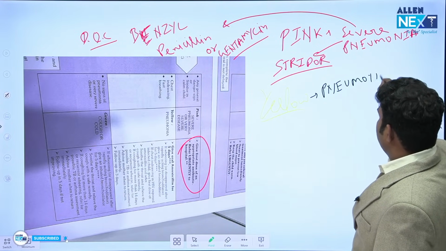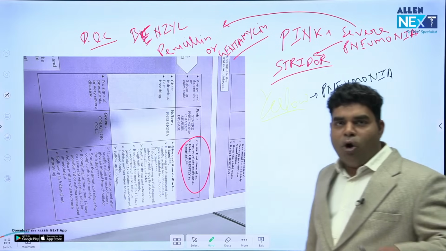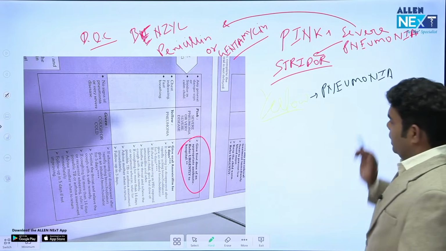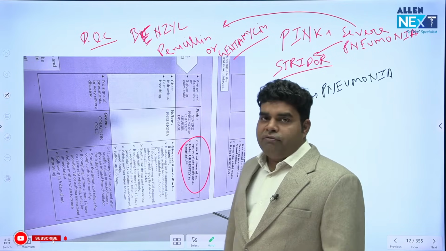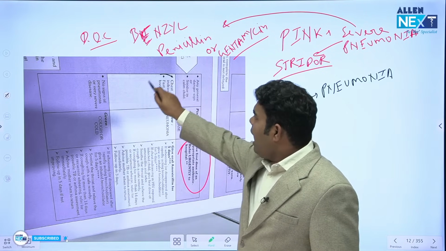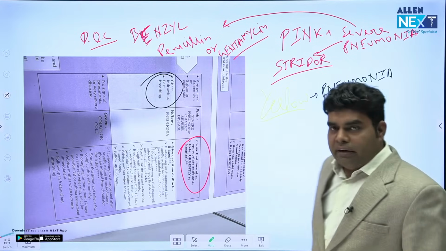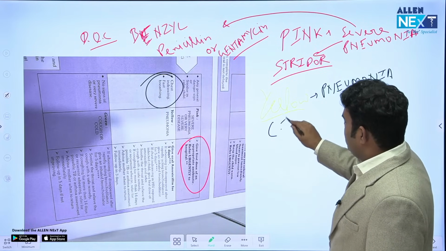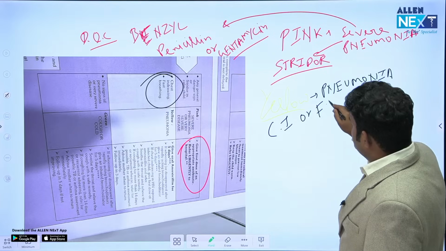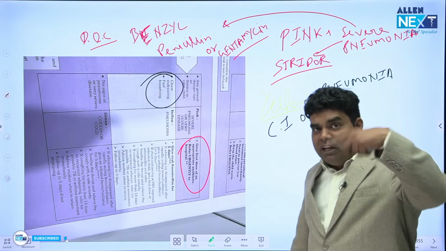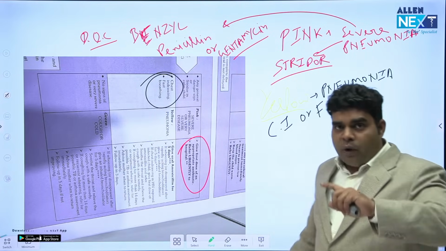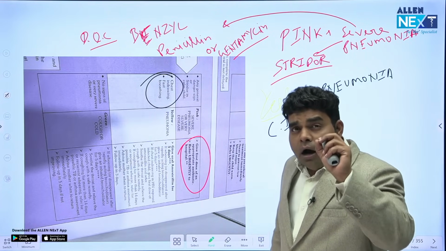So there is severe and then pneumonia. There is nothing like mild or moderate pneumonia. In the yellow category, there is chest indrawing or fast breathing. Any one of the two. If the child is having chest indrawing or fast breathing, it is the pneumonia category. And again, fast breathing we have discussed. Chest indrawing is here.